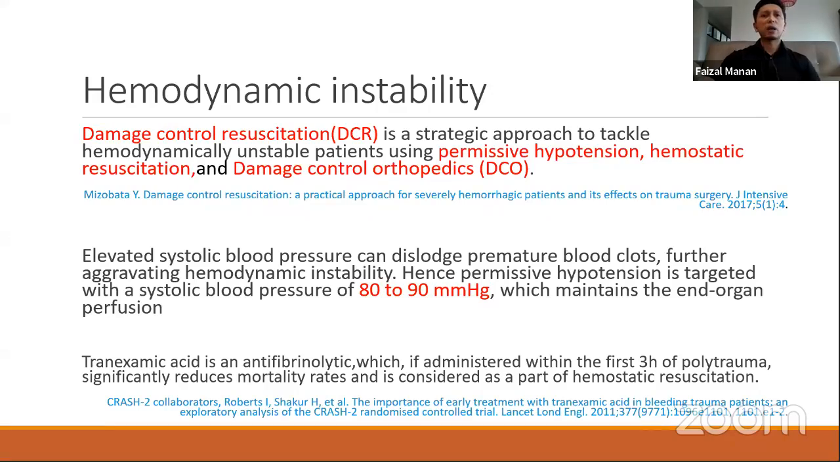Again, tranexamic acid is an antifibrinolytic agent, which if administered within the first 3 hours of polytrauma, significantly reduces mortality rates and is considered part of hemostatic resuscitation. Even when we do complex surgery, not just pelvic fracture per se, let's say spine and others, if we anticipate bleeding, tranexamic acid does help a lot in reducing the bleeding.